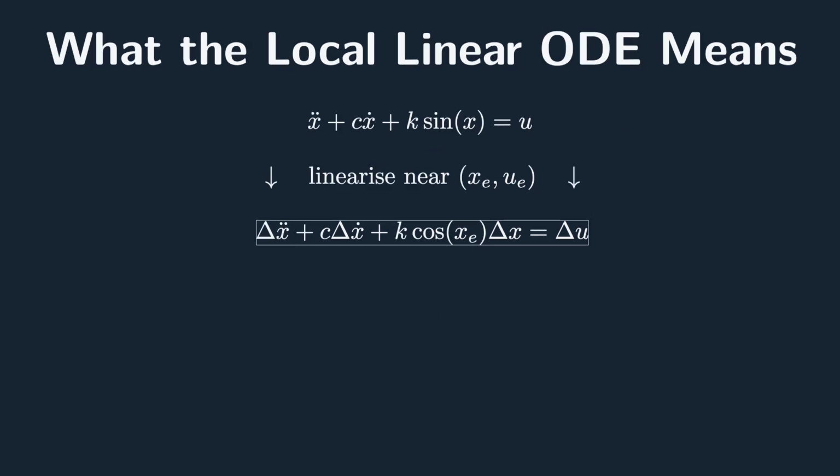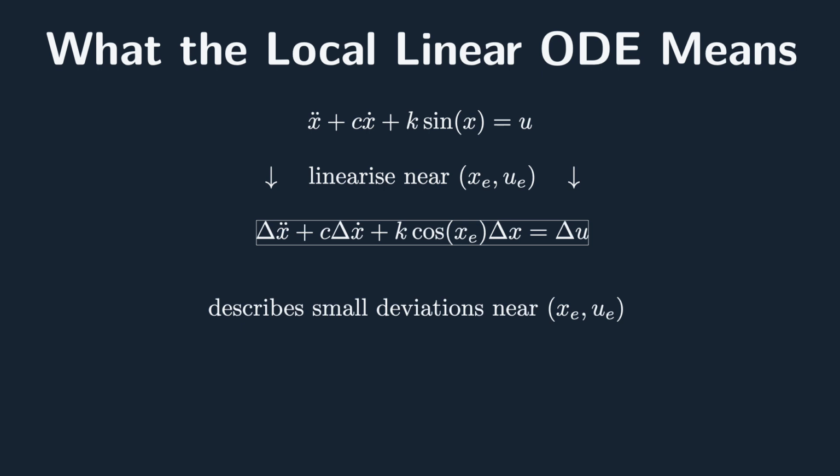We now have approximated the original nonlinear ODE by a local linear ODE. But it is important to interpret this correctly. The original equation describes the full nonlinear system. The linearized equation describes small deviations from the chosen equilibrium point.